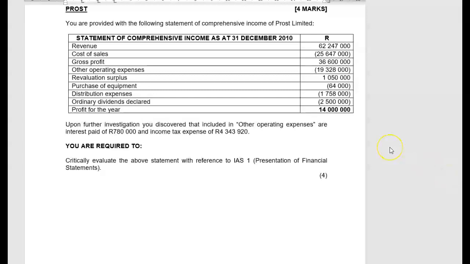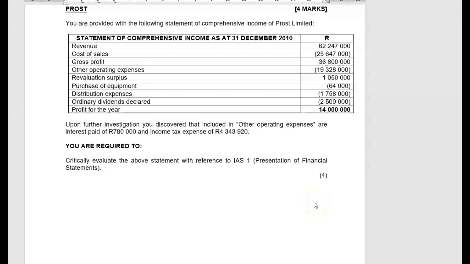You are provided with the following Statement of Comprehensive Income of Prost Limited. Statement of Comprehensive Income as at 31 December 2010, Rand. Revenue, cost of sales, gross profit, other operating expenses, revaluation surplus, purchase of equipment, distribution expenses, ordinary dividends declared, and profit for the year. Upon further investigation, you discovered that included in other operating expenses are interest paid of 780,000 and income tax expense of 4.3 million.